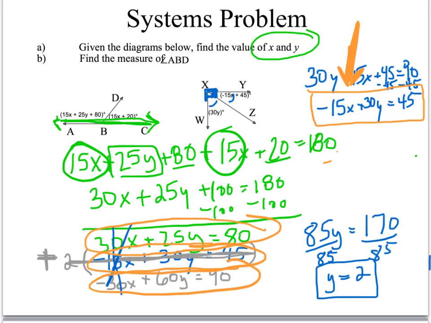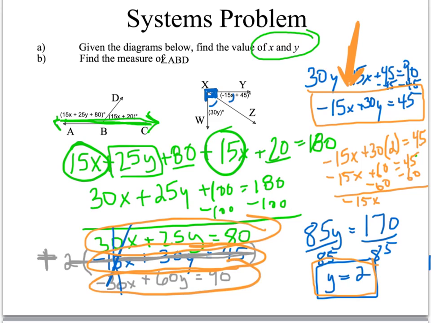So, negative 15x plus 30 times 2, because we established down here y equals 2. Substituting that in, that's going to equal 45. So negative 15x plus 60 equals 45. Again, now I have one variable, x, and one equation. Easy to solve. Subtract 60 from both, and I get negative 15x equals negative 15. Therefore, x equals 1. My answer, as an ordered pair, which I'm going to write in the upper left-hand corner here, is 1, 2.